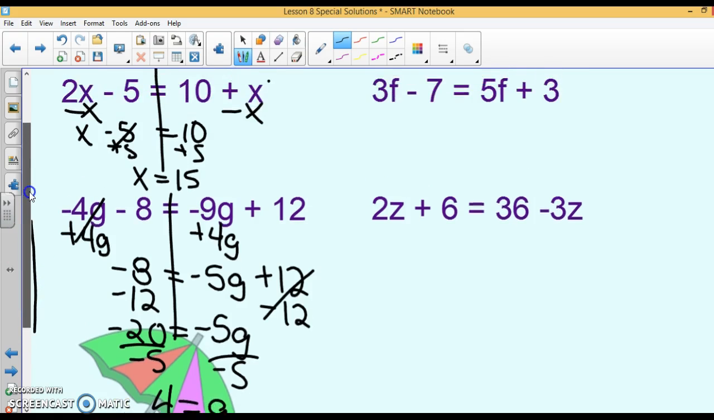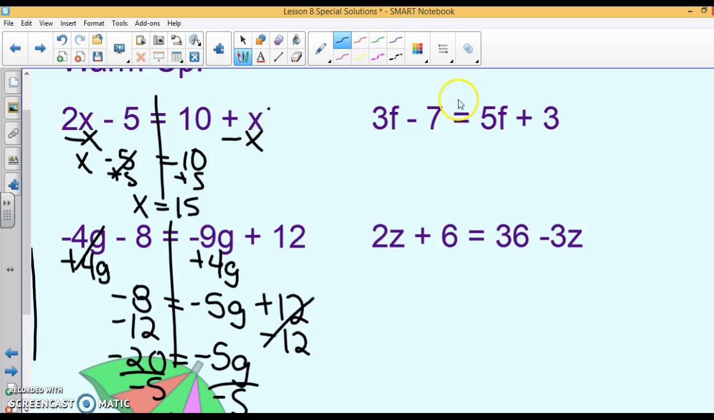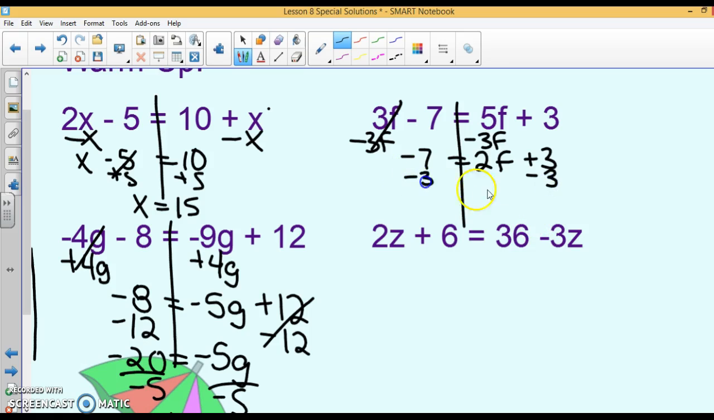For my next one, jump back up to this one. I have 3f minus 7 equals 5f plus 3. I can subtract 3f from both sides. So I have negative 7 equals 5f minus 3f, which gives me 2f plus 3. I can subtract 3 on both sides. This negative 7 minus 3 will give me negative 10 equals 2f. I can divide by 2 on both sides, and I will get f equals negative 5.